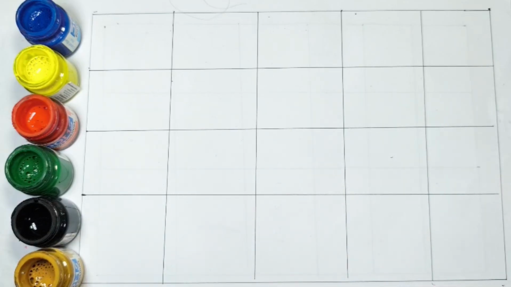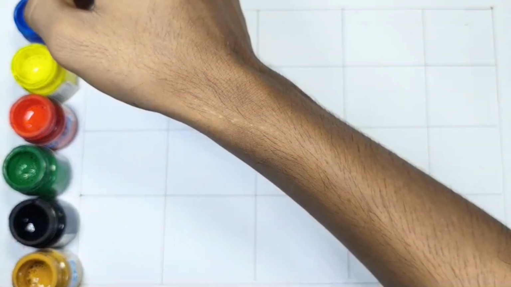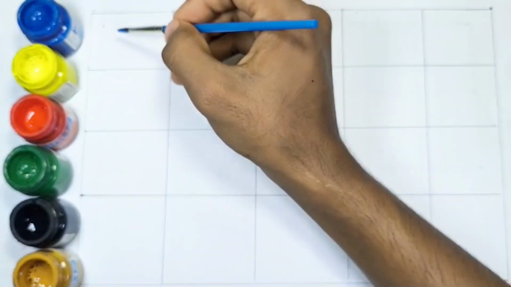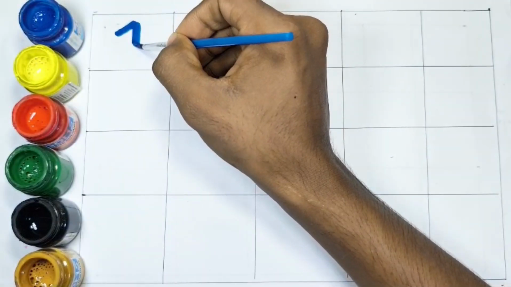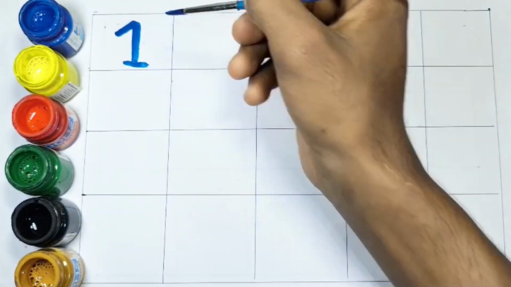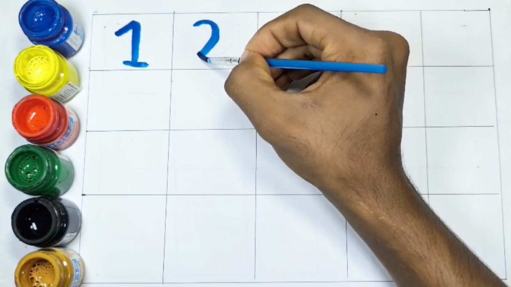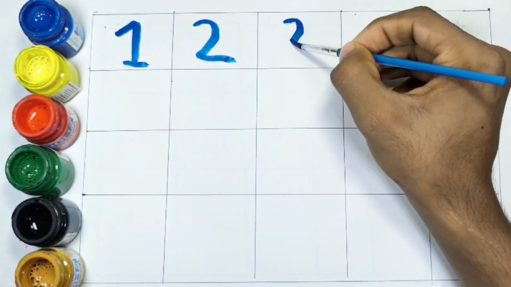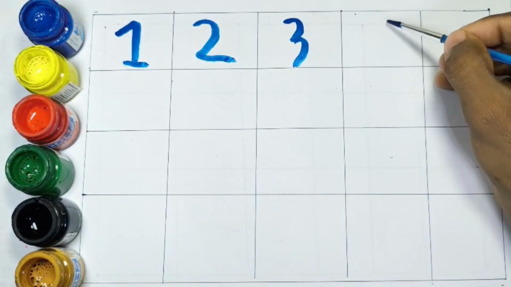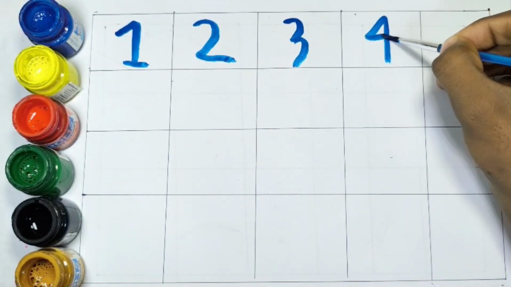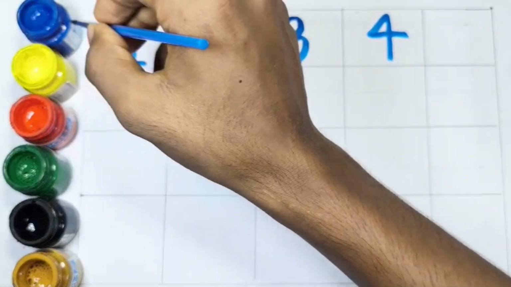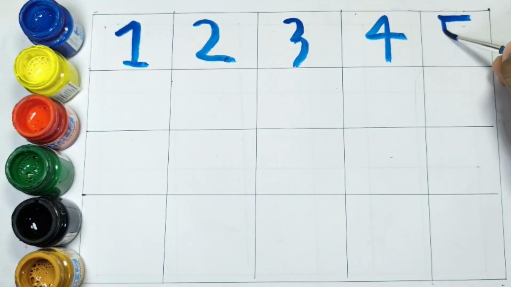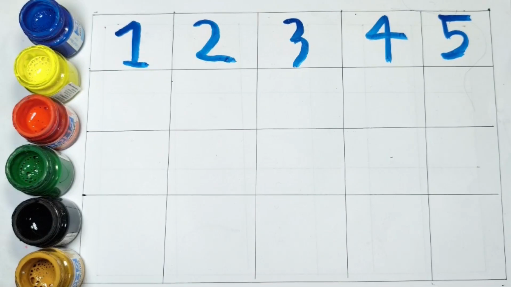So kids, now you draw one and use blue color. One, O-N-E, one. Two, T-W-O, two. Three, T-H-R-E-E, three. Four, F-O-U-R, four. Five, F-I-V-E, five.